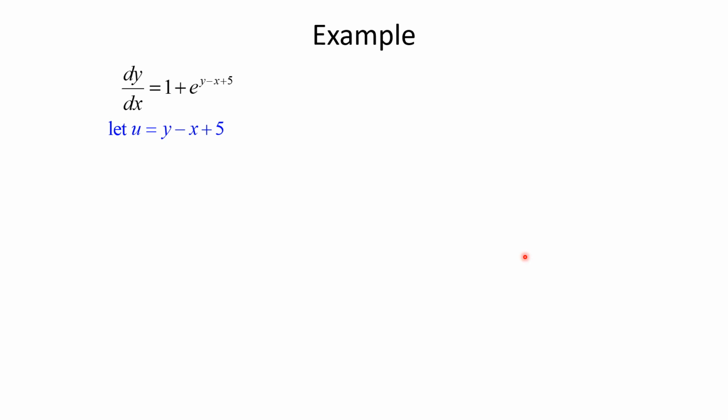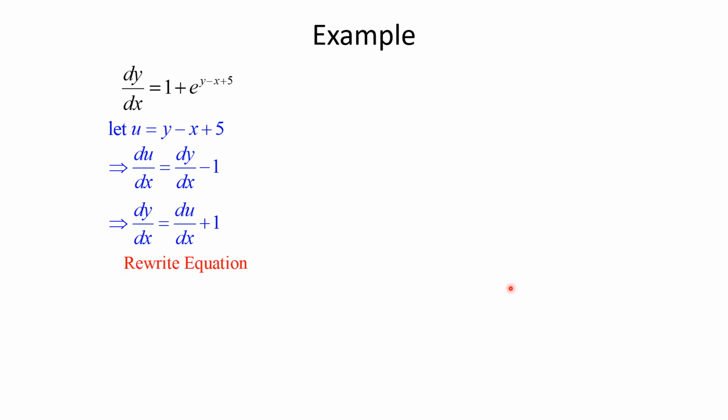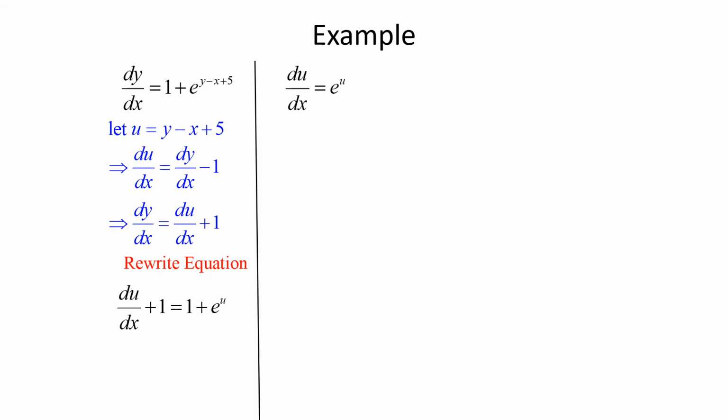And just like we did before, we're going to take the derivative of that. So du/dx equals dy/dx minus 1. And we'll solve that for dy/dx. So dy/dx equals du/dx plus 1. We can take this and we can substitute it in for dy/dx. So applying our substitutions, we get du/dx plus 1 equals 1 plus e to the u. We'll subtract 1 from both sides. So du/dx equals e to the u.